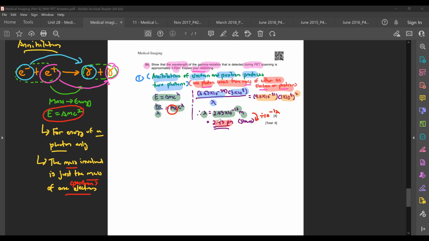Okay, so that's it for PET scanning. These are the only questions so far that relate to PET scanning.